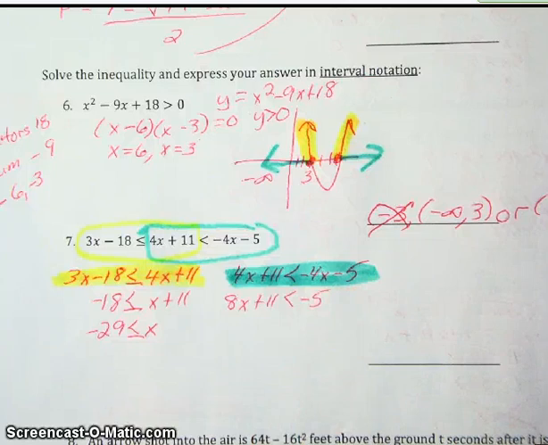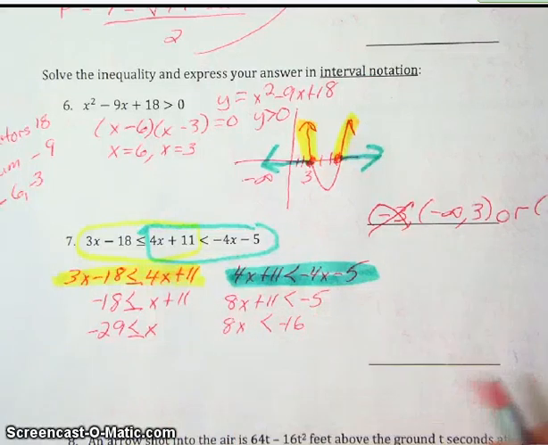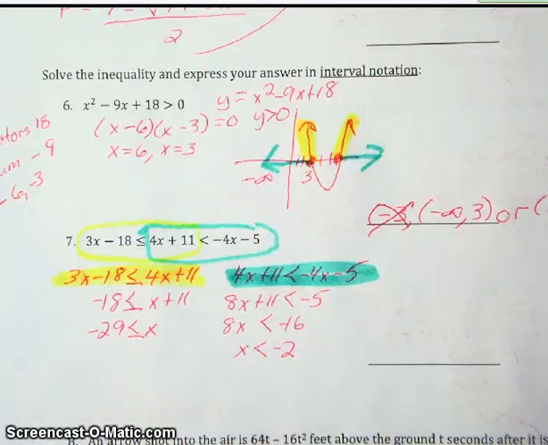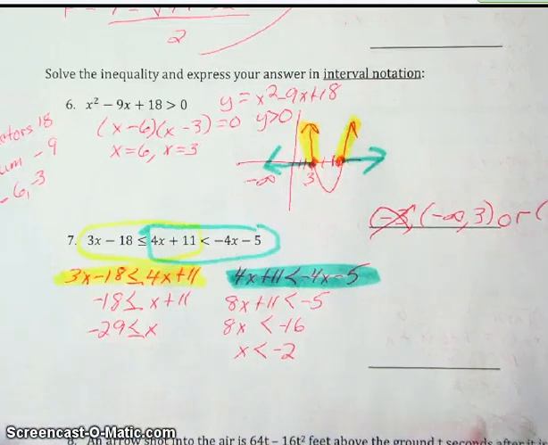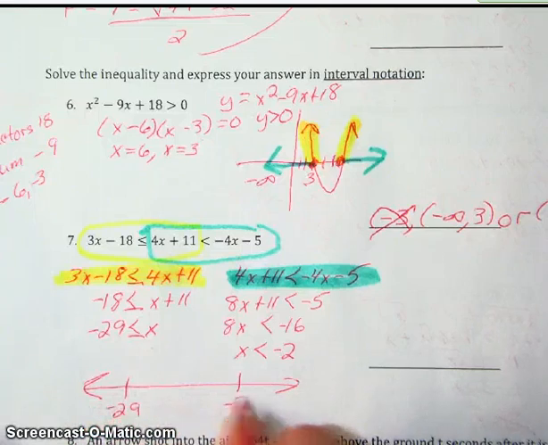I'm going to subtract 11 from both sides. I'm going to divide by 8. Okay, so here I have x is greater than negative 29 and less than negative 2. Let's take a look at that on a number line so we can put it together as one. Negative 29 is smaller than negative 2.